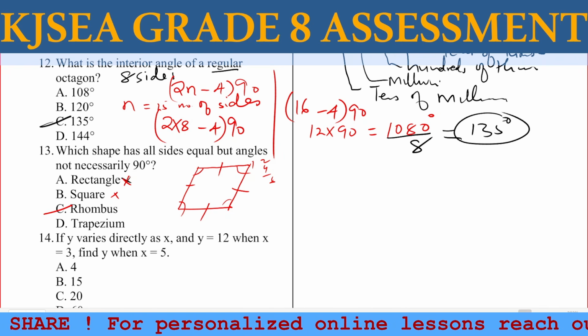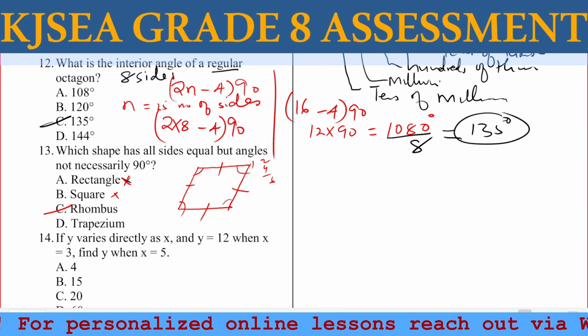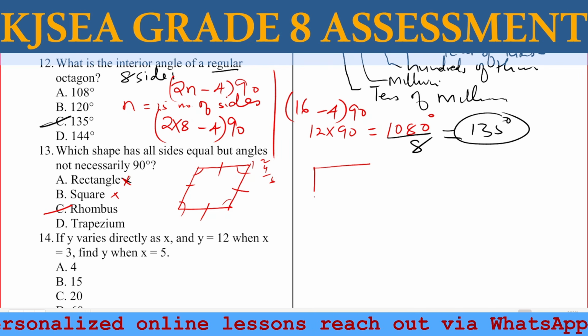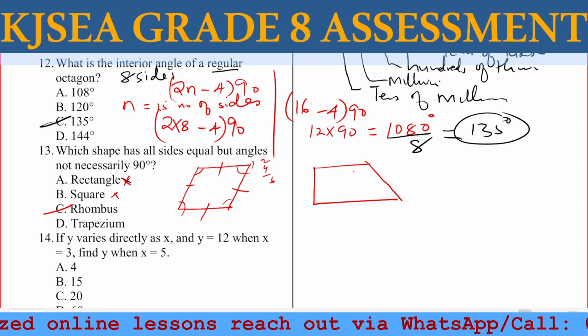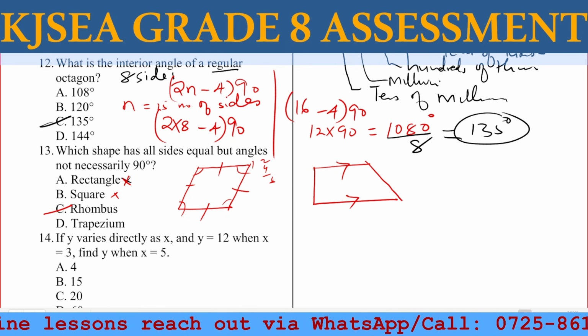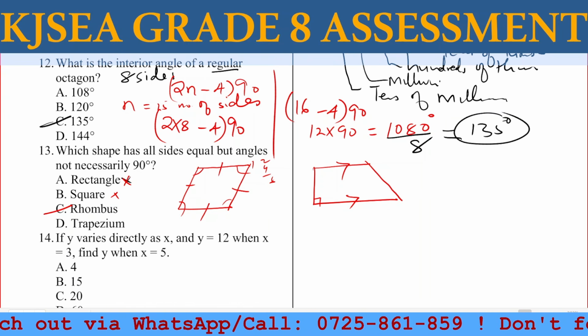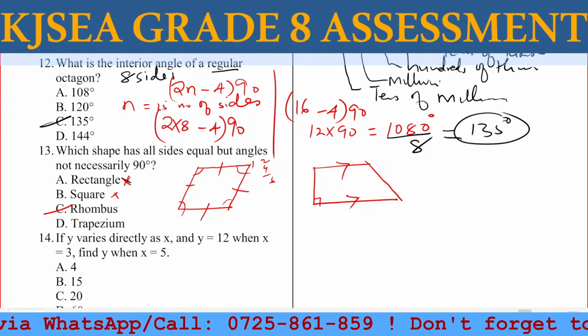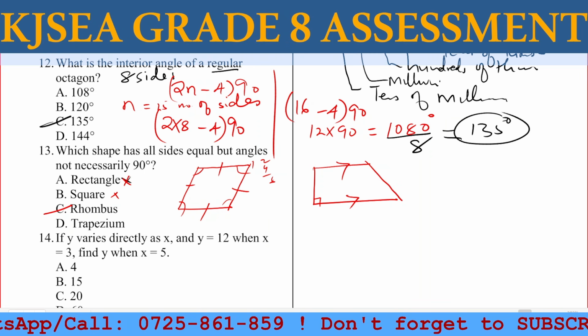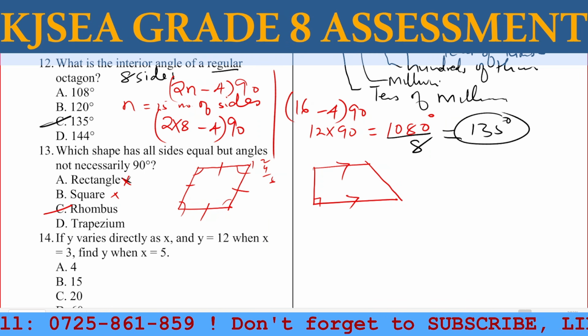You don't need to go to the trapezium. Because for a trapezium, you know how a trapezium looks like? Trapezium looks like this. It has 2 pairs of parallel sides. And all the sides are not equal. All the angles are not necessarily 90. So all the sides are not equal, so it is out.